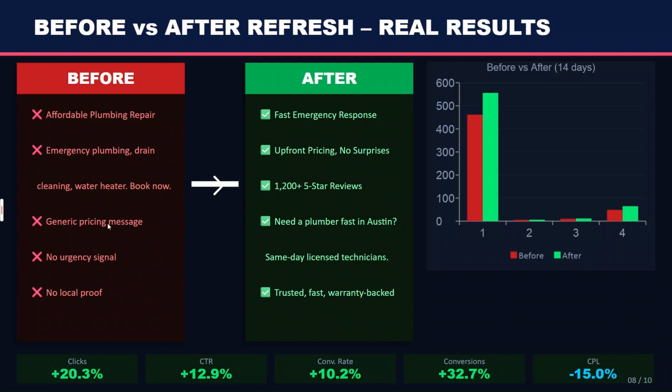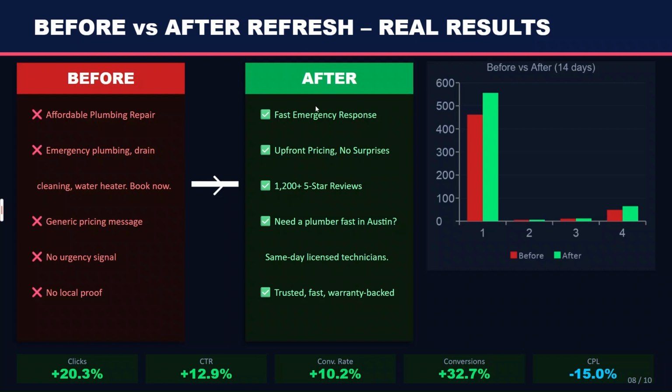Before the replace, the weak headline was "affordable plumbing repair." One of the descriptions was too boring. It just listed all the services without any hook. So no urgency, no local proof, no emotional trigger.